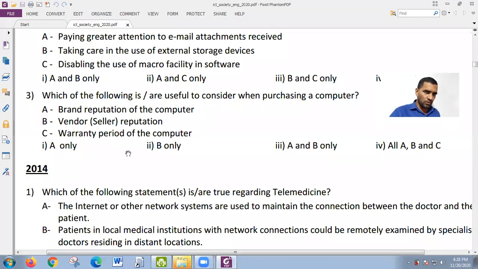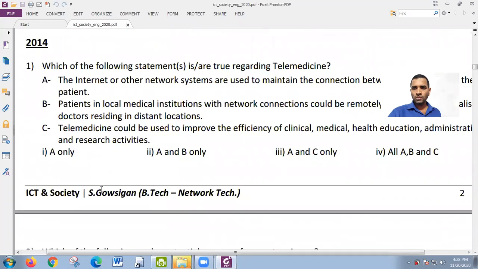Warranty period of the computer, yes, as I told you earlier, warranty must be considered. So when purchasing a computer, you need to consider all these three things, right? Even though they are non-technical things, see, none of them are technical, right? All of them are non-technical things, but they are important, right? A, B, C, last one. Okay, let's move to the next one.